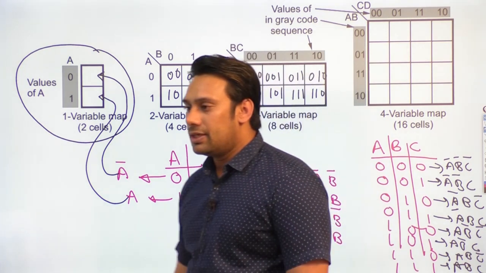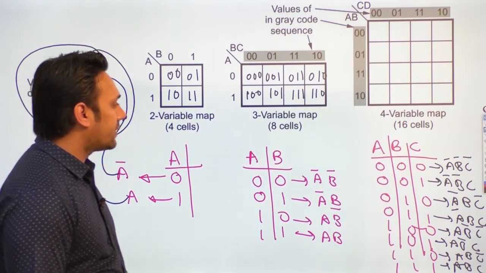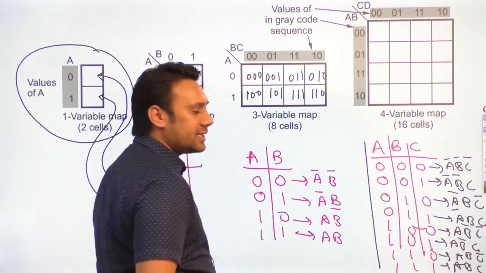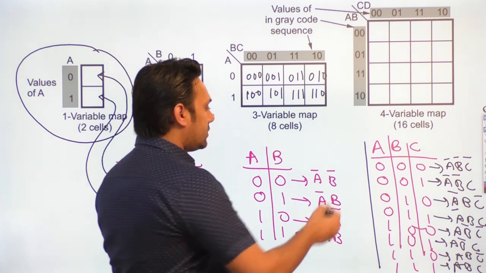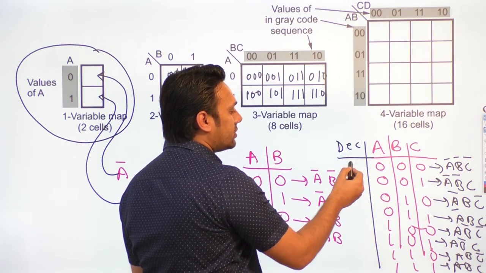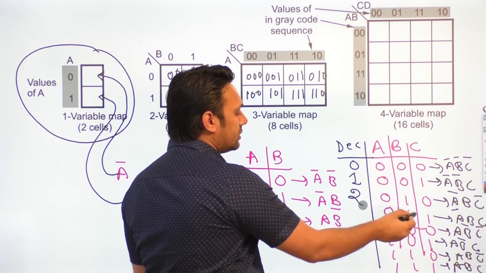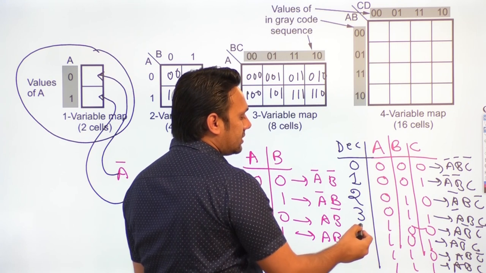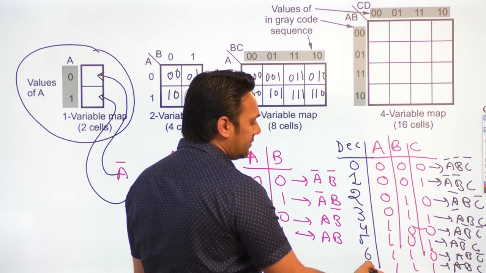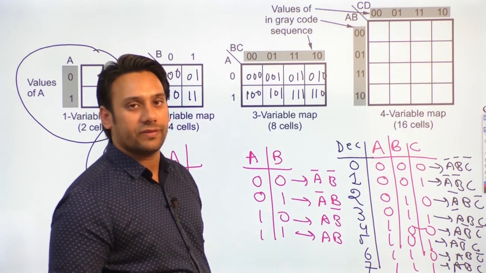Okay? Now there's something very interesting to notice here. When you create these combinations, I can also give them some decimal values. Okay? So I can allocate them some decimal values. So the decimal value of 000 is 0. This is 1. This is 2. This is 3. This is 4. This is 5. Then we have 6. And then we have 7. So we have all the decimal values, which is 0, 1, 2, 3, 4, 5, 6, 7.